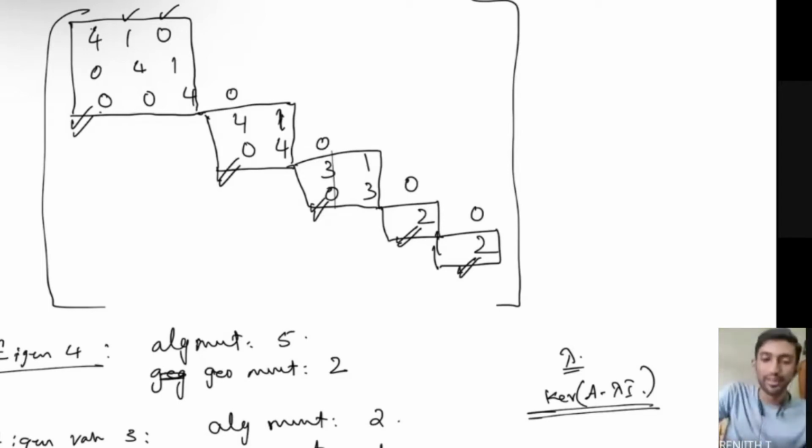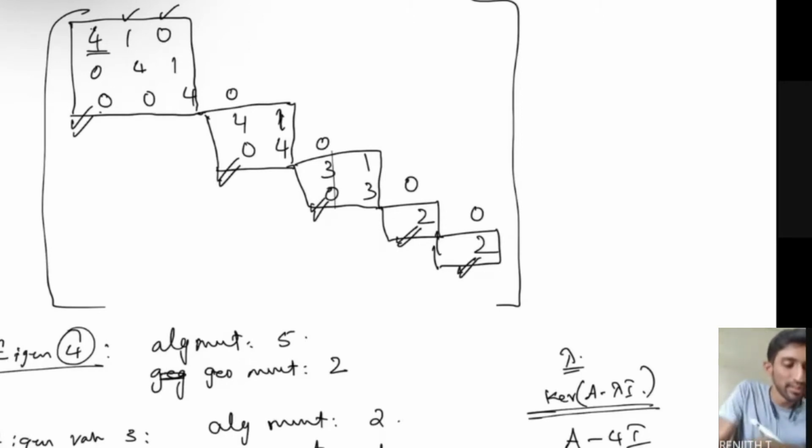Okay. So what will be the kernel of A minus lambda I? That is the question. If we are going with eigenvalue 4, think about A minus 4I. What will be the kernel of A minus 4I? If we subtract 4, how many columns will become 0? This column will go to 0, and this column is also going to 0 if we subtract 4. But this column is not going to 0.